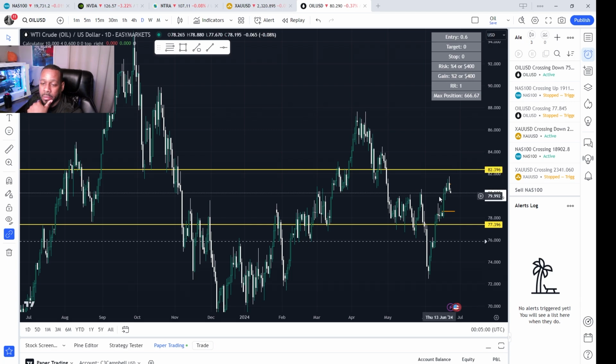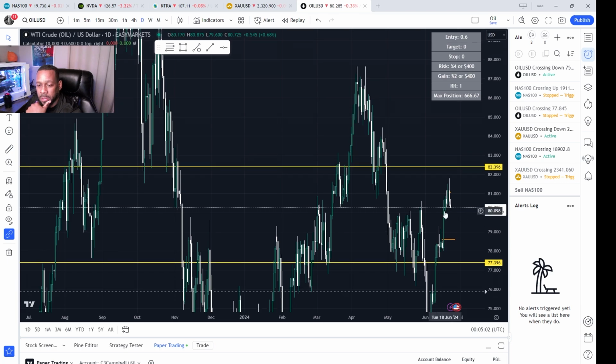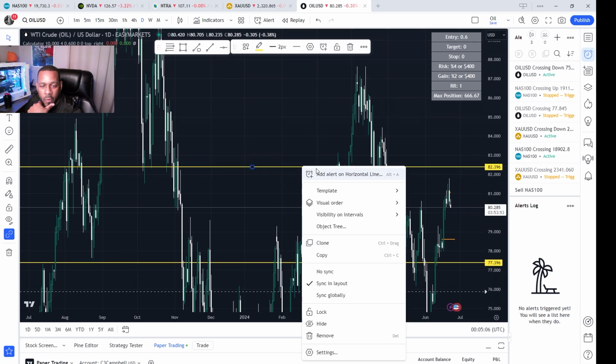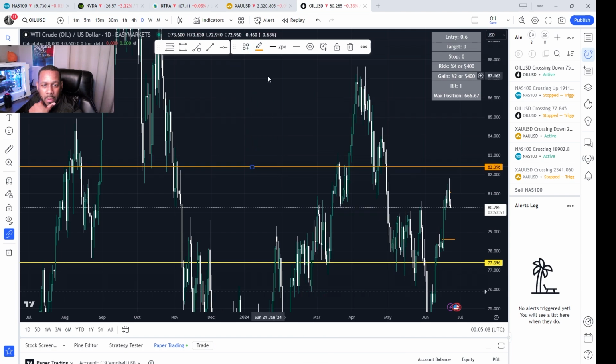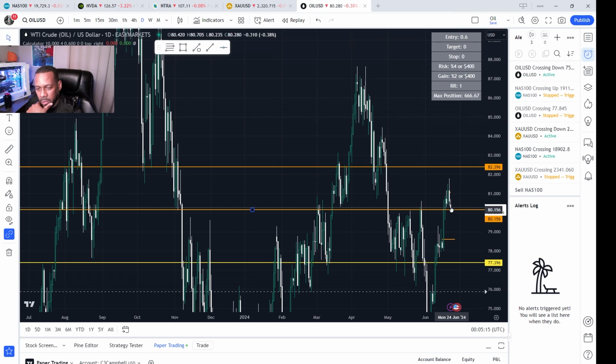Unless we see a break of structure here. This is daily. Unless we see a break of structure here, at $80.28, then you need to get a sell position. Other than that, probably looking for it to continue on up to 82.40.